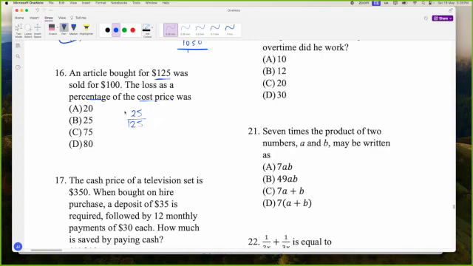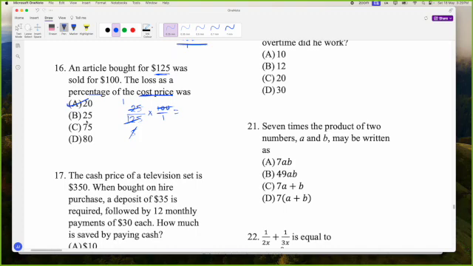This is how you get a loss percent or a profit percent. The loss over the cost price, or if they ask you for profit percent, it'll be the profit over the cost price, the original. So that is why they say the loss as a percentage of the cost price. So you put it over the cost, multiply by 100 over 1. This will be 1 over 5, which will give me 20%. So it's a 20% loss.